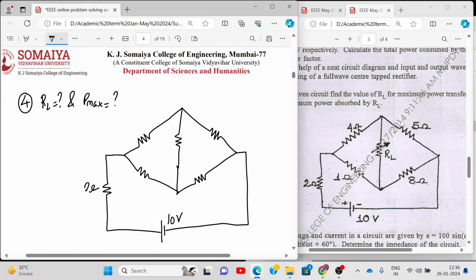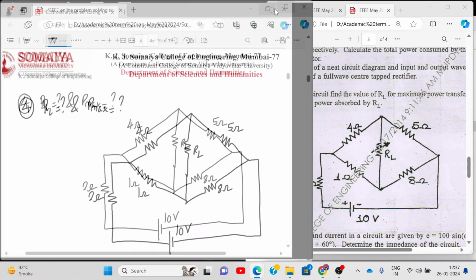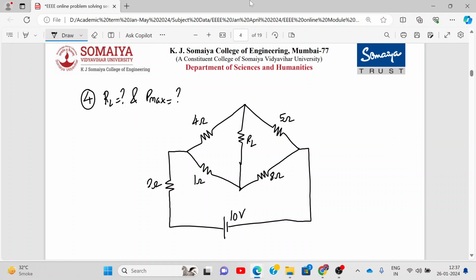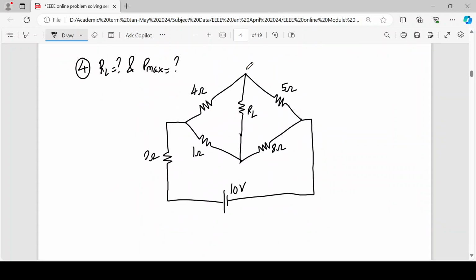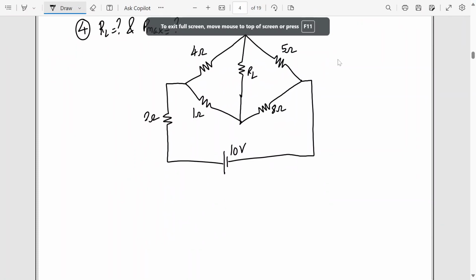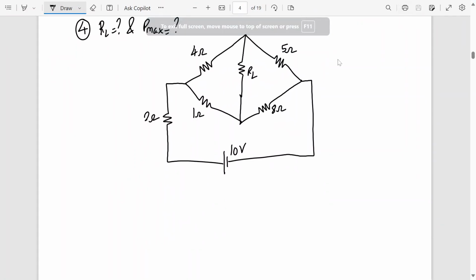Alright, this is 1 ohm, this is RL, this is 5 ohm and 8 ohm. So I'll maximize this part now. Please note down the diagram. Completed?